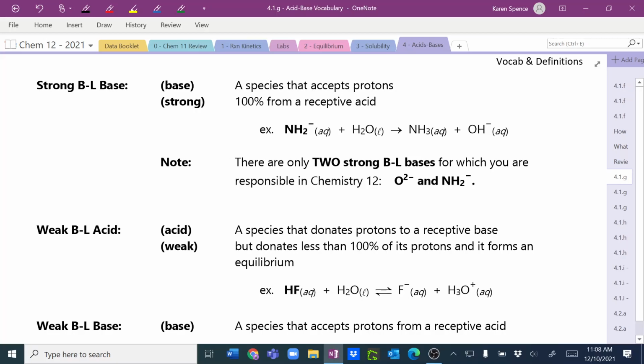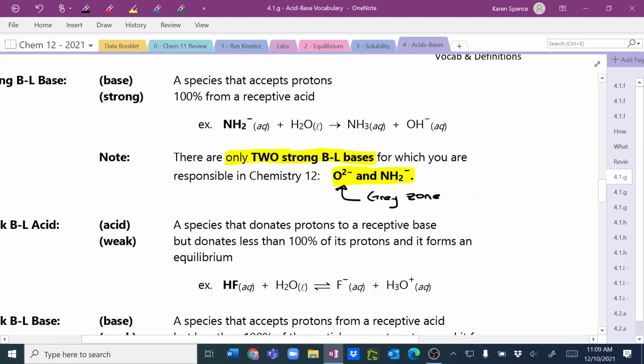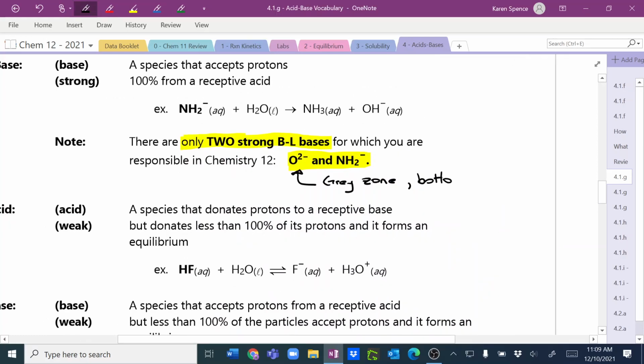And what percentage of its molecules accept protons? 100%, okay? There are only two strong Bronsted-Lowry bases for which you are responsible in Chemistry 12. Those are O2- and NH2-, and they are in the gray zone at the bottom left of your table. So notice that there's not very many strong Bronsted-Lowry bases.